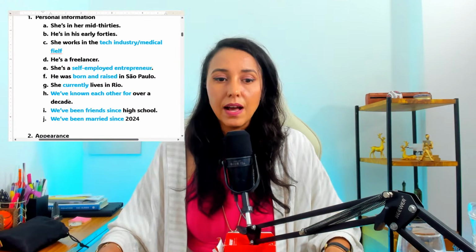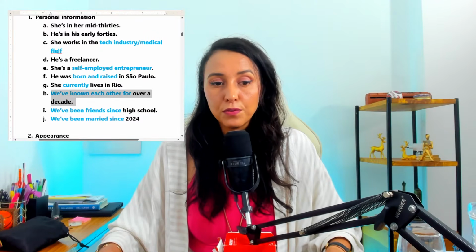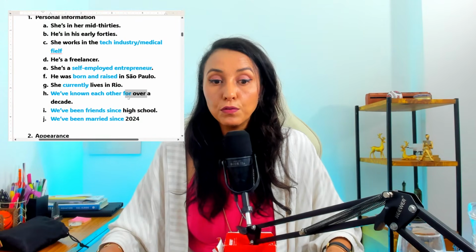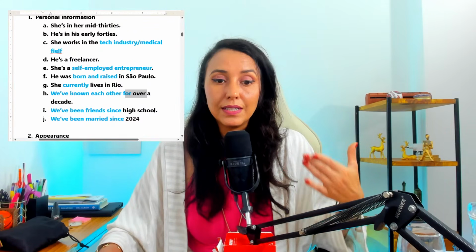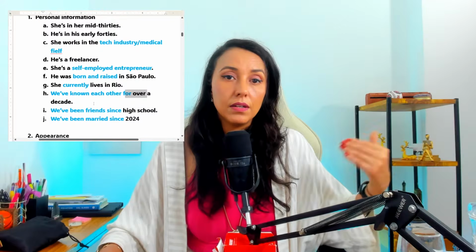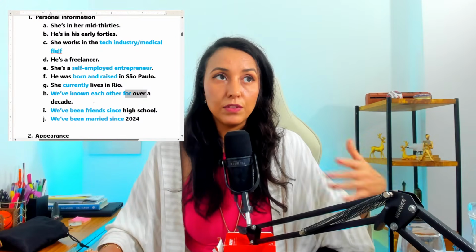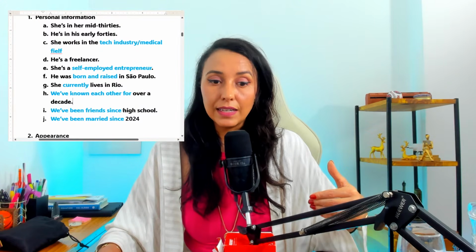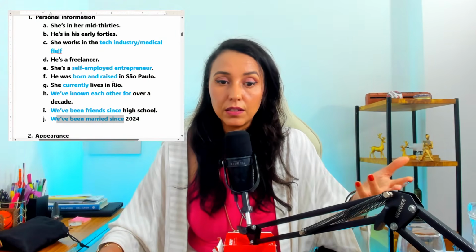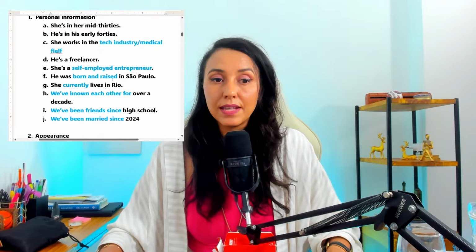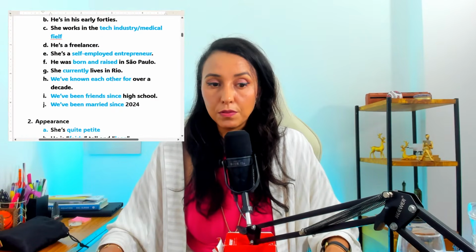Okay? I've known my best friend for over a decade. For over 5 years, for over a decade. I've known her, I've known him. We've known each other for over a decade. We've been friends. We've been married, okay? So these are good sentences when describing personal information.